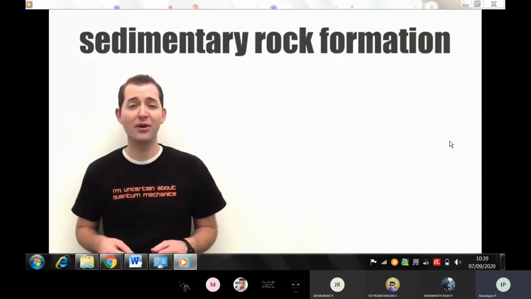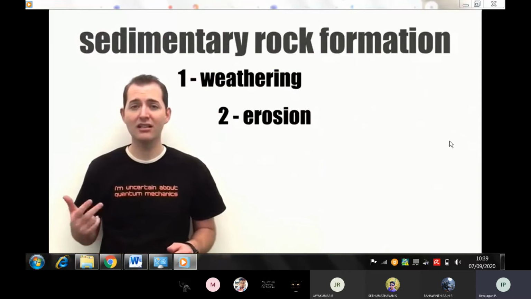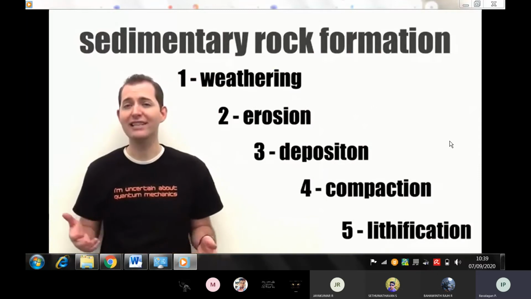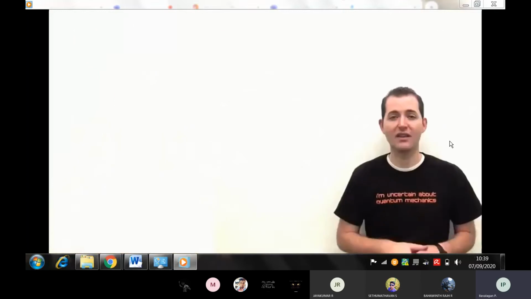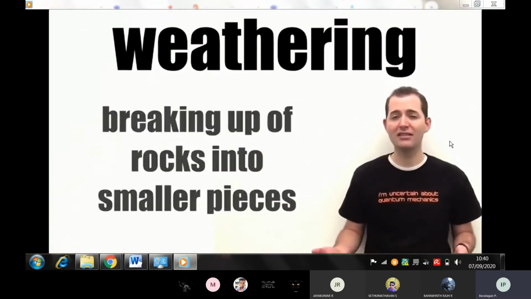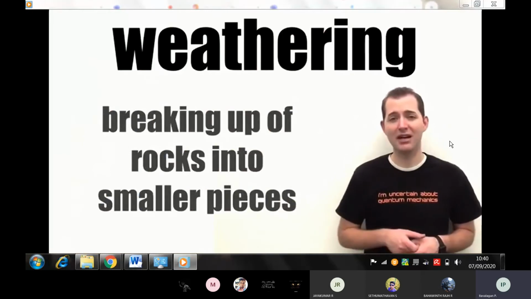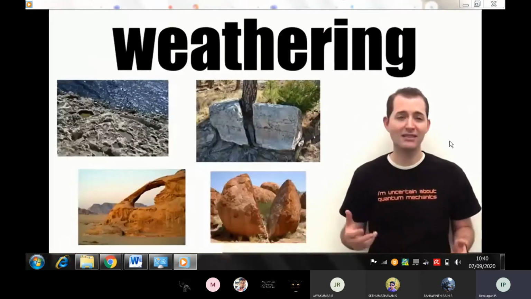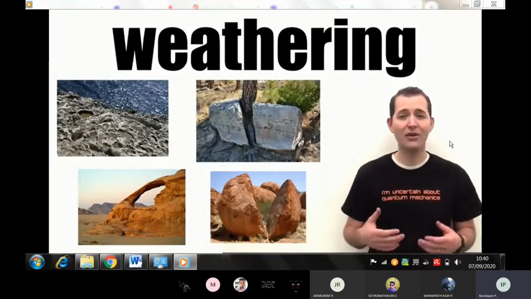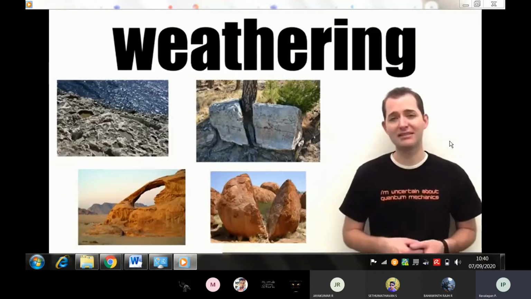All sedimentary rocks form through 5 basic steps. These are weathering, erosion, deposition, compaction, and lithification. Let's look at each of these steps individually. The first step is weathering. This is the breaking apart of larger rocks into smaller pieces that can eventually be reformed into sedimentary rocks. Weathering takes place in lots of ways. For example, wind, water, ice, or gravity, or a number of other forces cause rocks to break into smaller pieces.